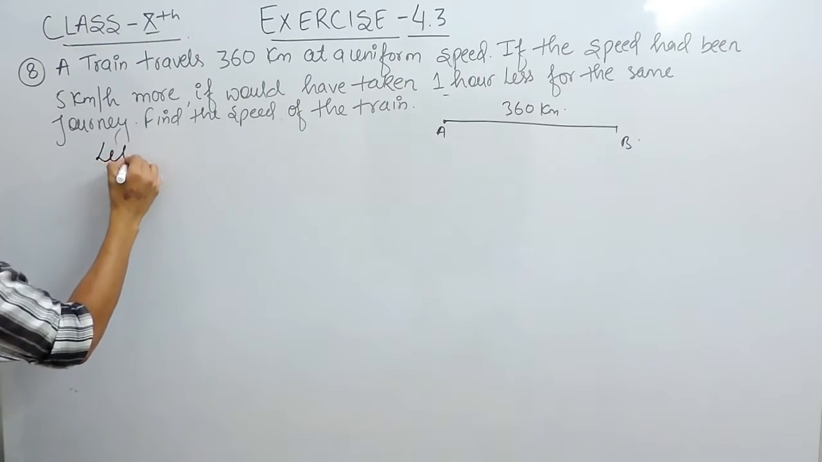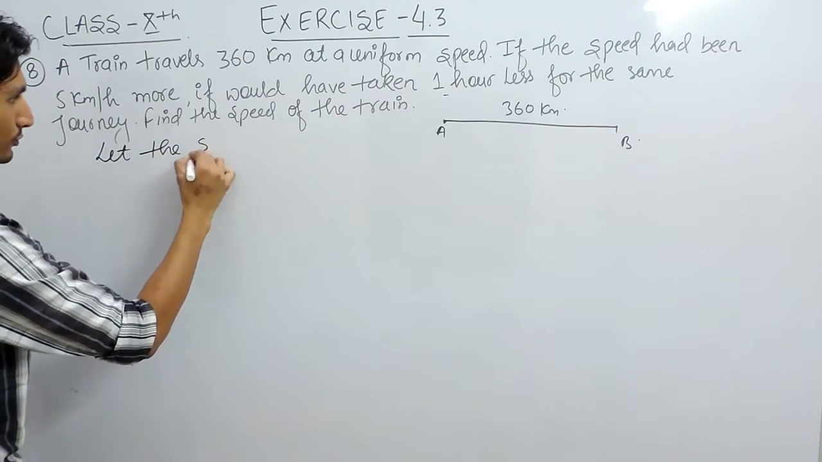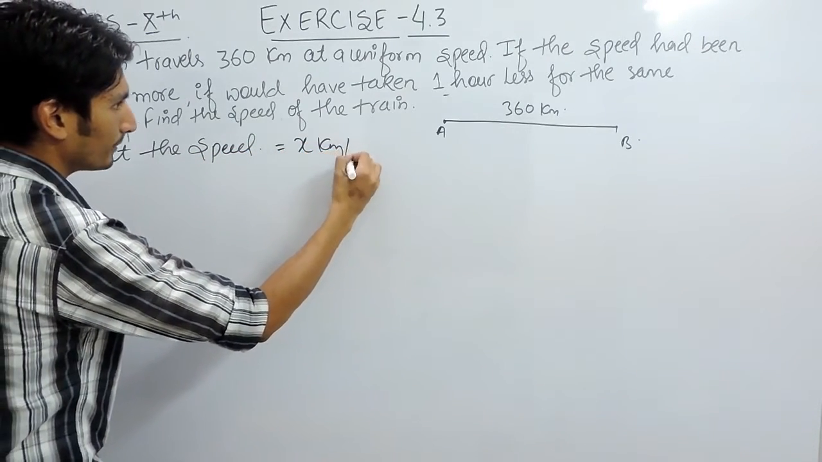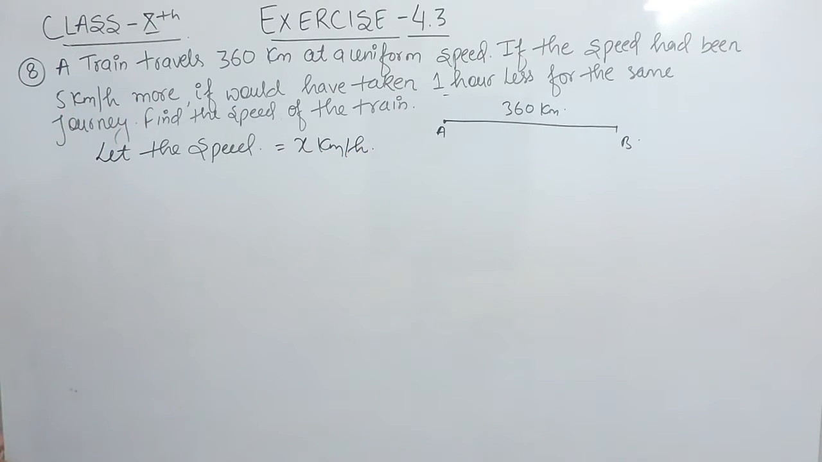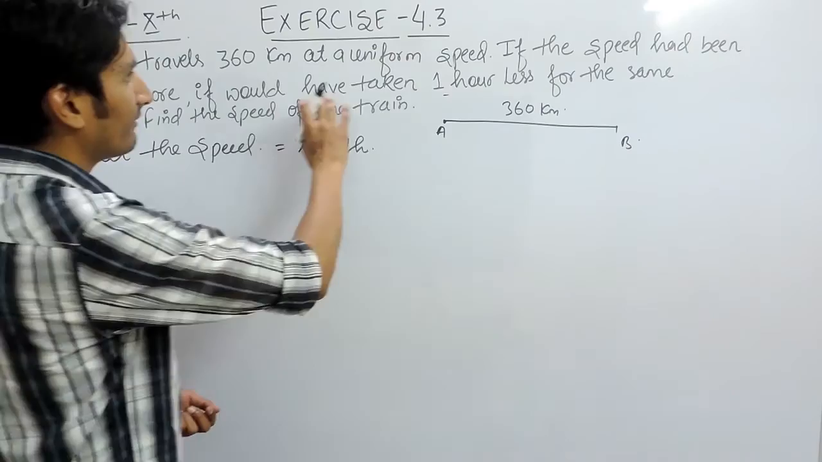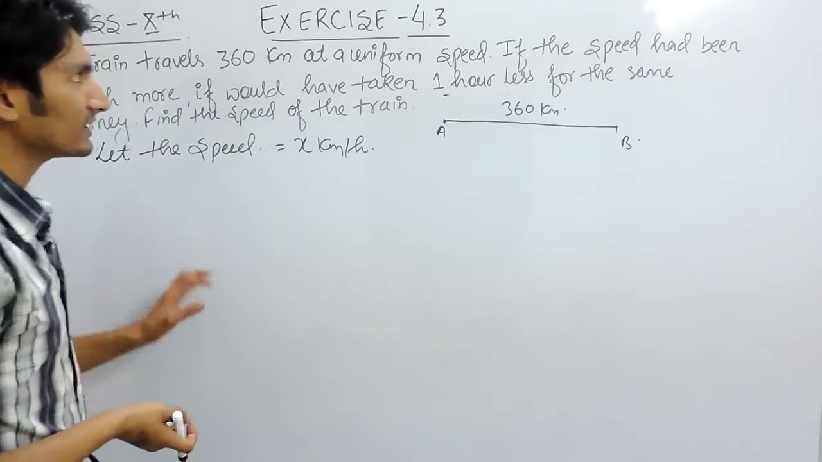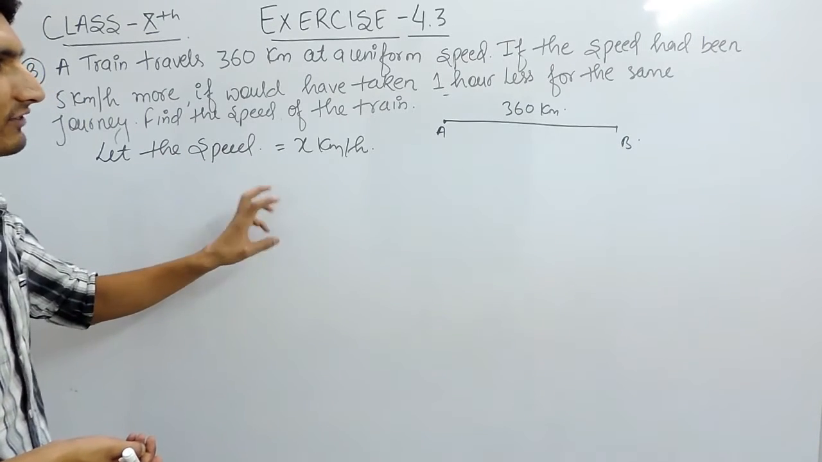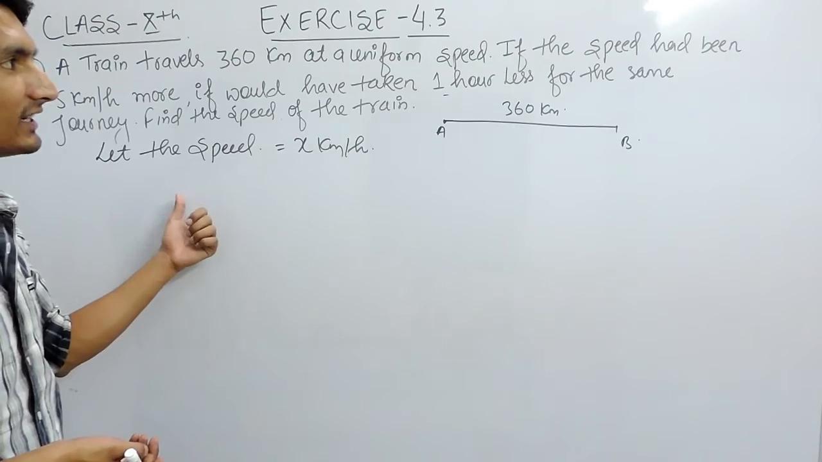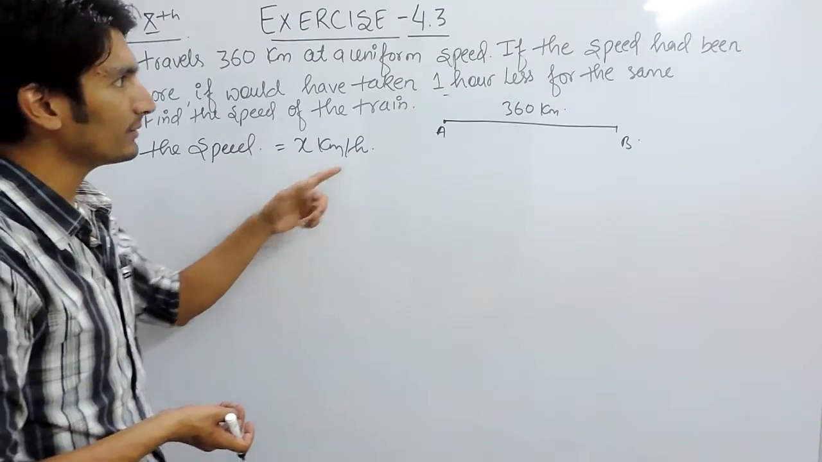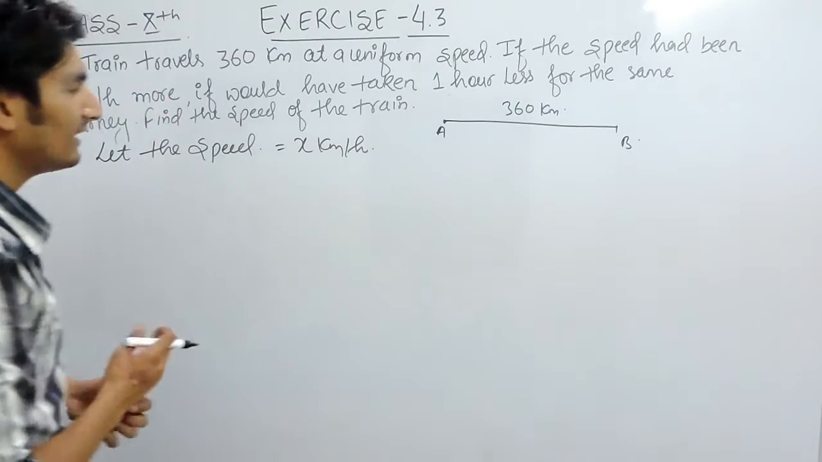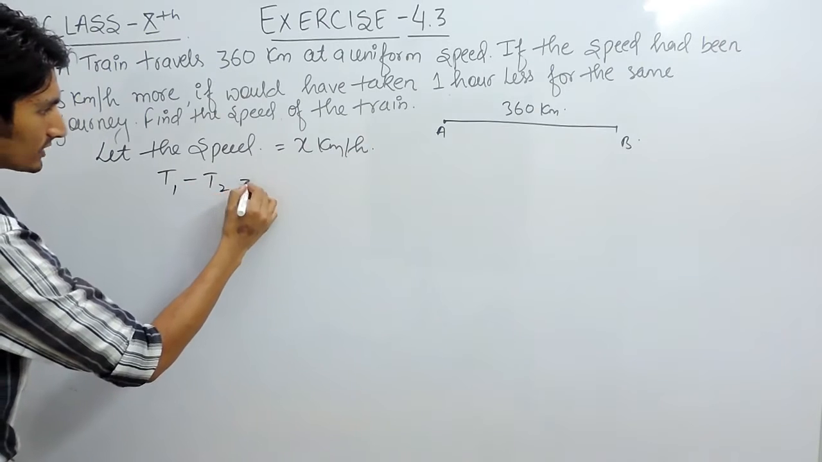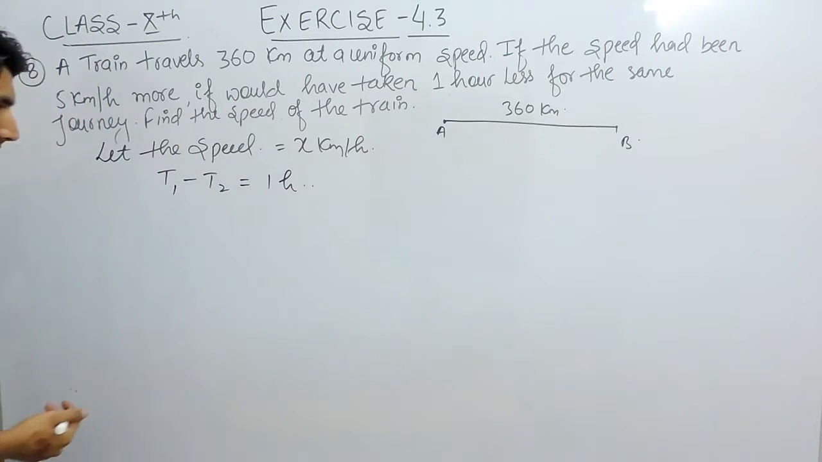So let the original speed of the train be x km per hour, and it is given that it would have taken 1 hour less. This means when it is traveling at the uniform speed, it will take some time, and when the speed is more, it will take less time. The difference between the first time and the second time is 1 hour. So the difference between T1 and T2 is equal to 1 hour.